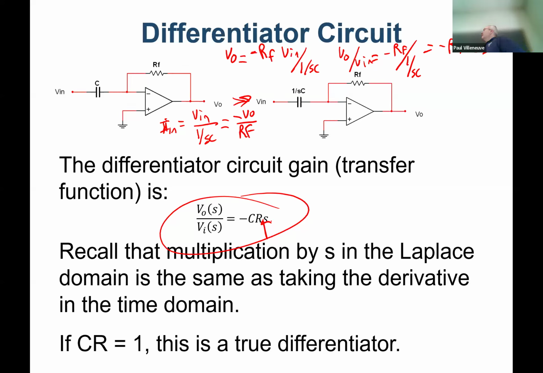Now, help me out again. When we multiply by S in the Laplace domain, what mathematical property is that again? I can't remember. Multiplication by S in the Laplace domain is equivalent to blank in the time domain.